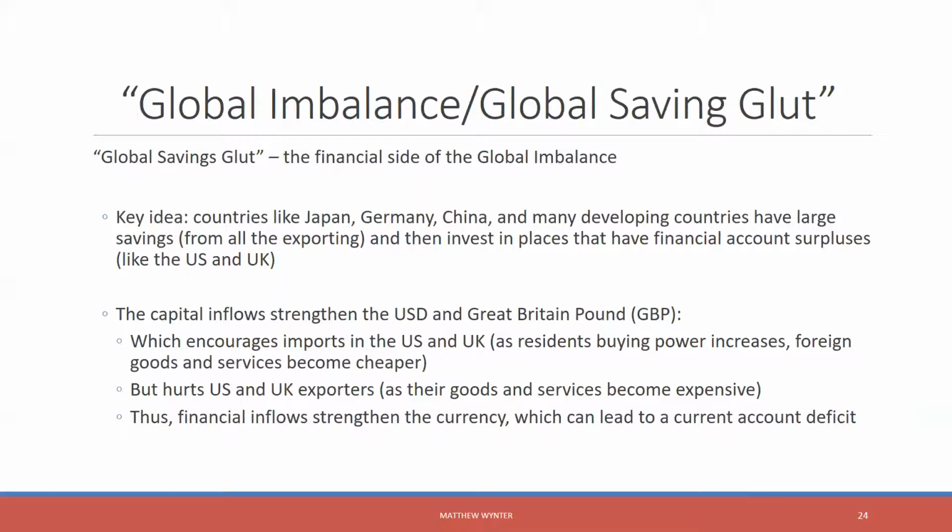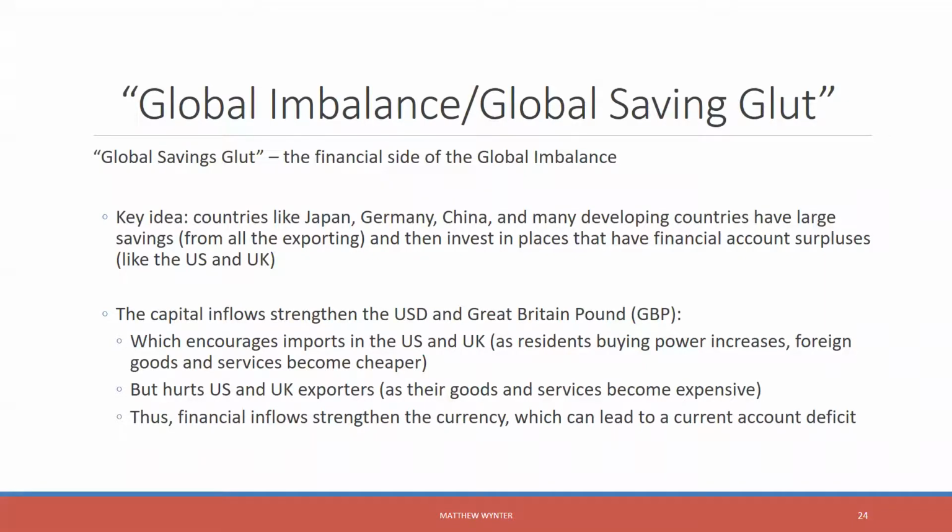The capital inflows strengthen the USD and strengthen the pound, which encourages imports in the US and the UK. As residents' buying power increases, the foreign goods are going to become cheaper. So the capital flows in, it makes imports cheaper. It also hurts exports because now the exported goods are going to become more expensive. Thus, the financial inflows strengthen the currency, which can lead to a current account deficit.